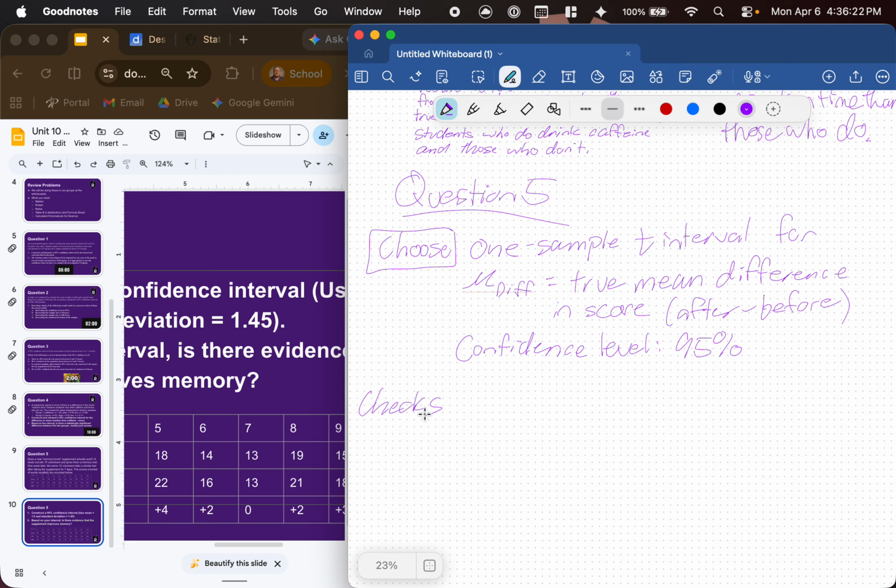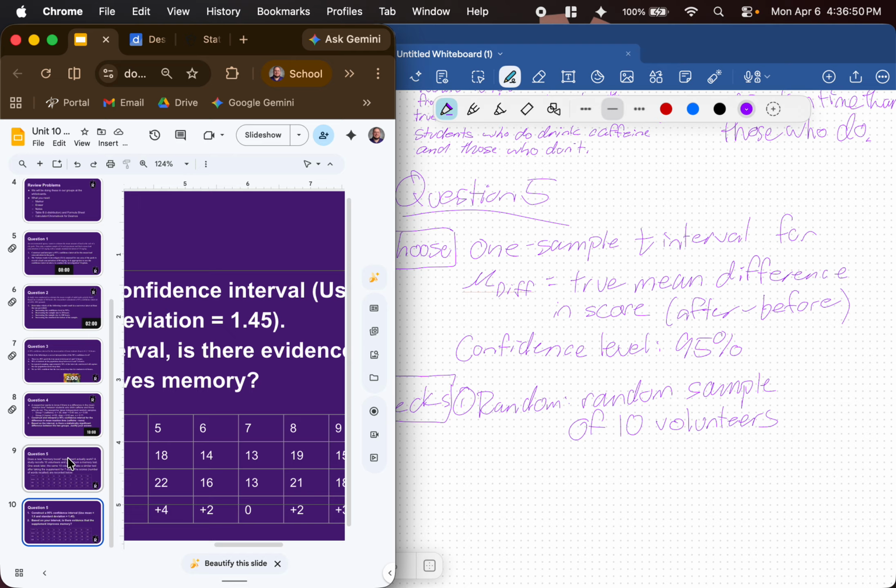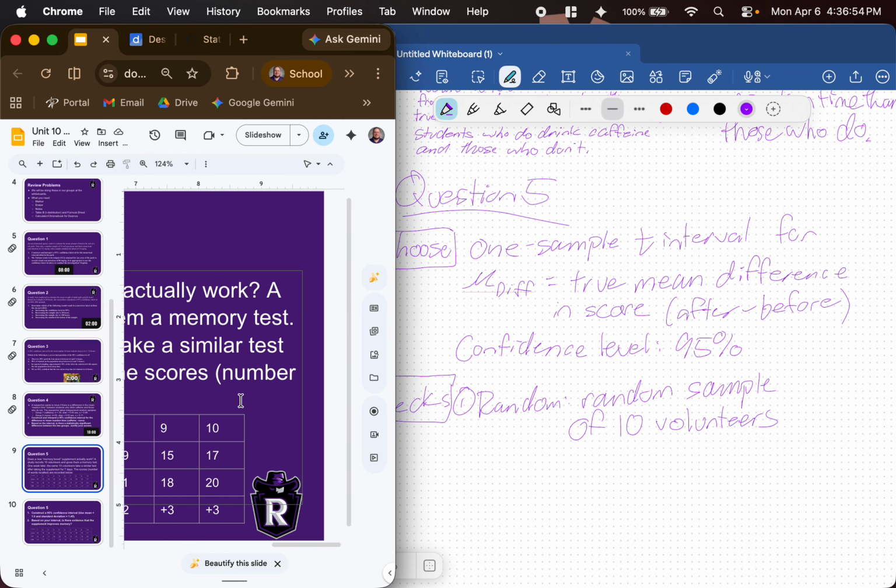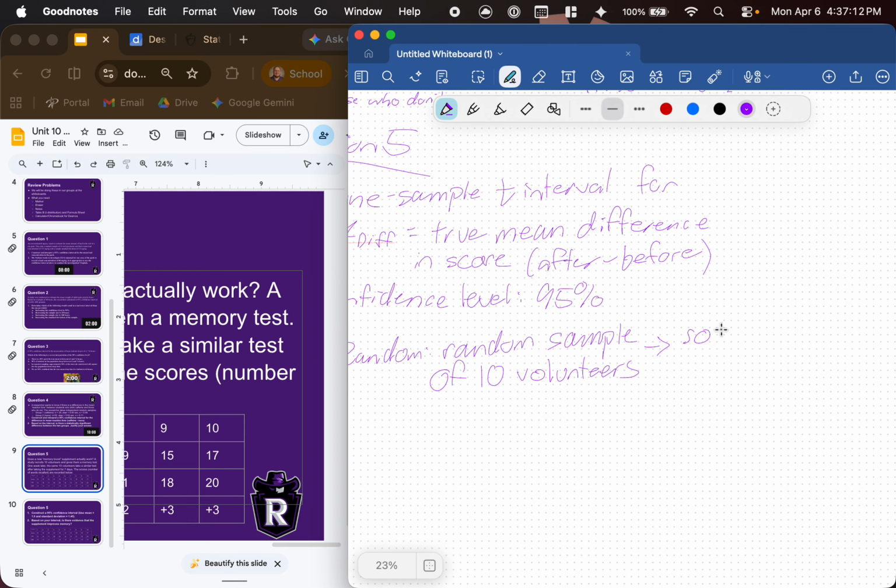All right, our checks. Was it random? Yes, random sample of 10 volunteers. Sure, and we can look back at the question here. Study recruits 10 volunteers to give them a memory test. For the purposes of this, we're going to claim that they were a random sample of volunteers, that we had thousands of volunteers and we randomly selected 10. That way we can actually do the problem. And we want to generalize.